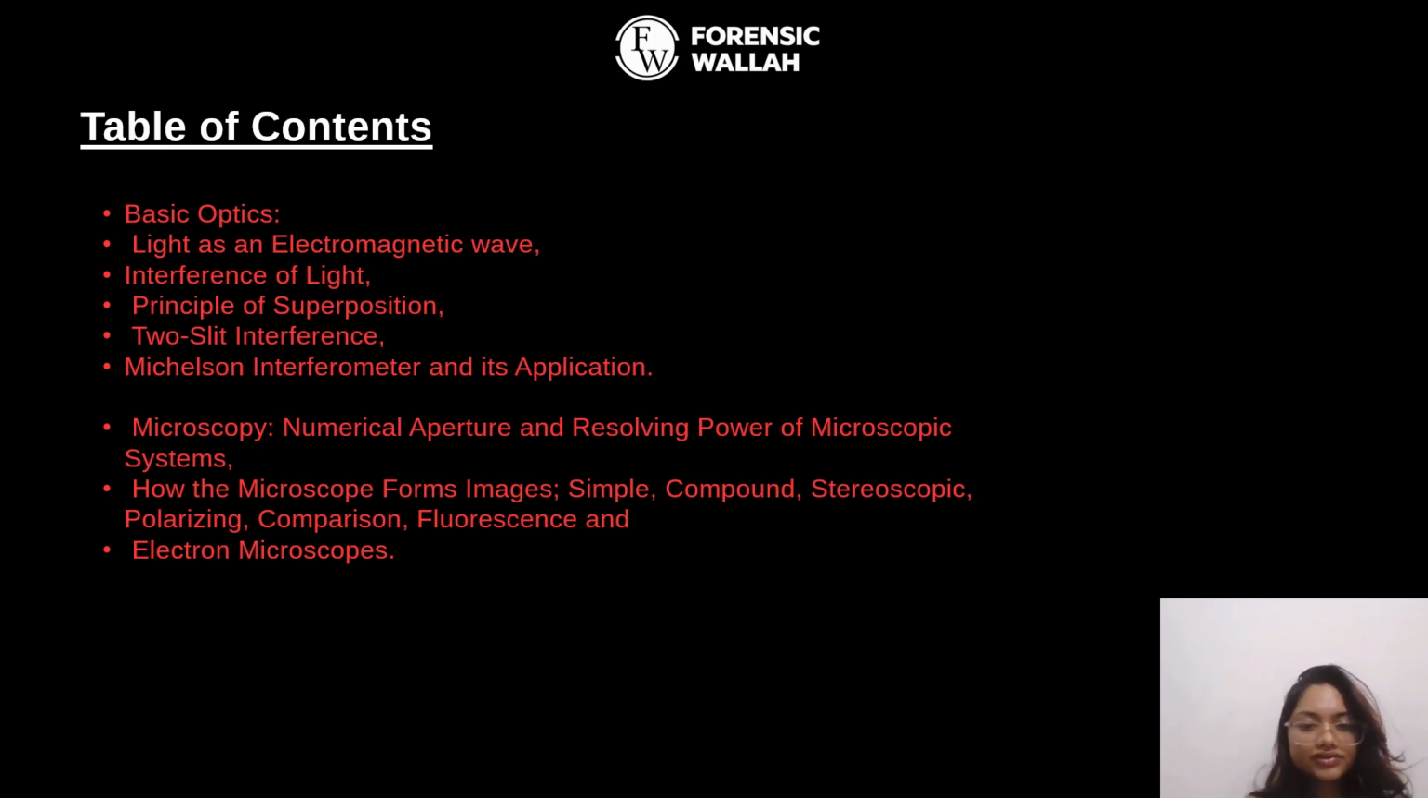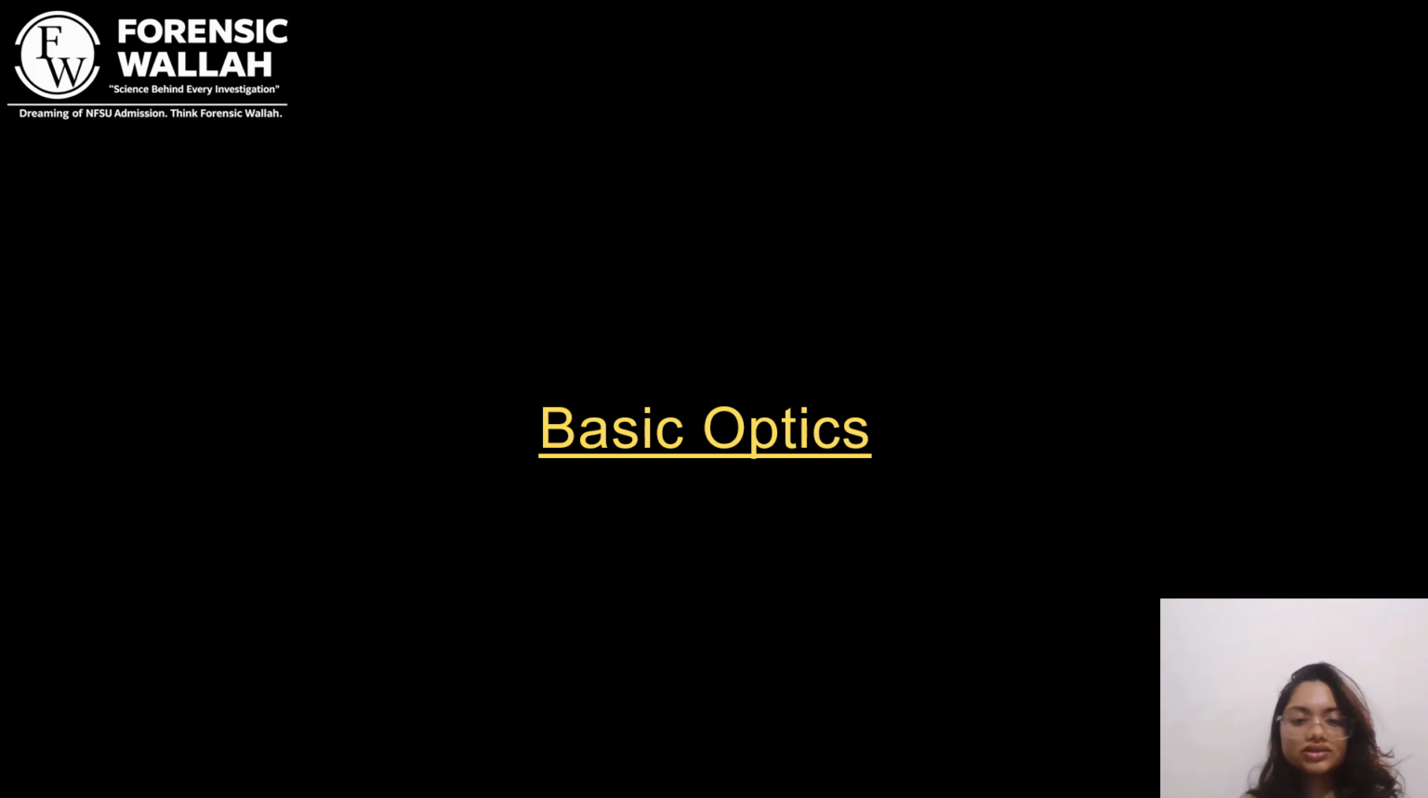Now, in the second half, we'll transition into microscopy. Here we will dissect the mechanics of how a microscope actually forms an image, define critical parameters like numerical aperture and resolving power, and finally look at specialized microscopic setups ranging from standard compound and comparison systems to advanced fluorescence and electron microscopes. Now let's get into it. We'll start with our first part, that is basic optics.